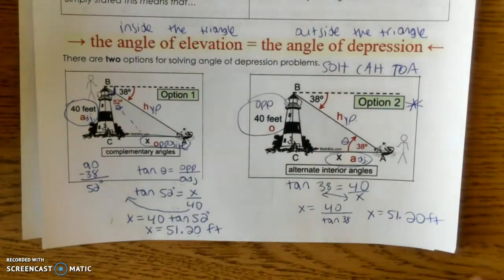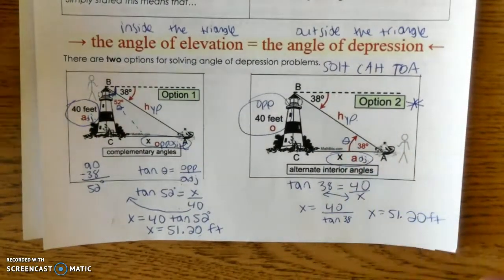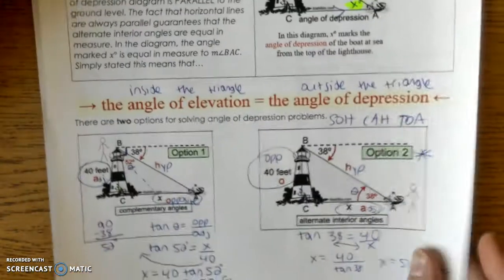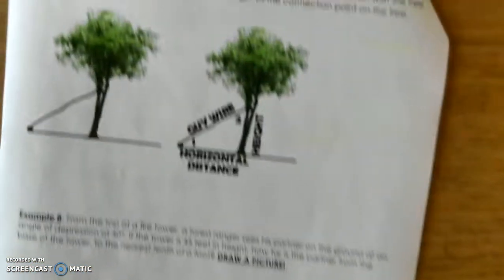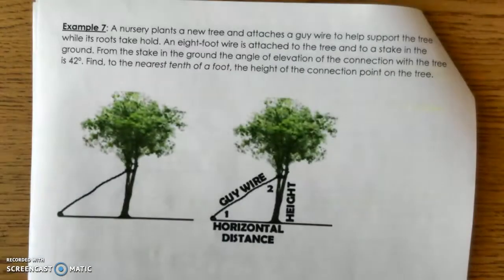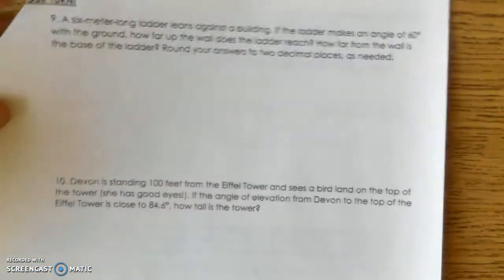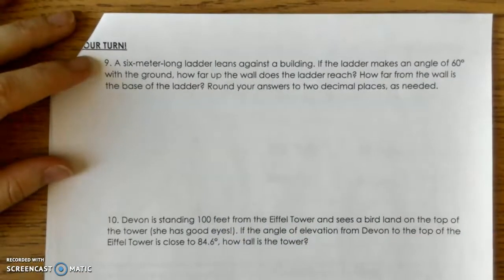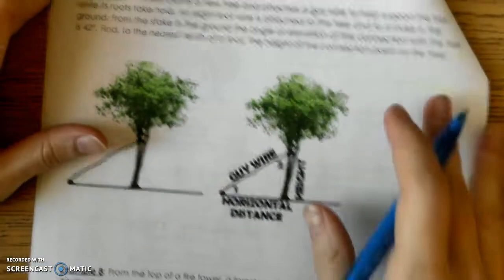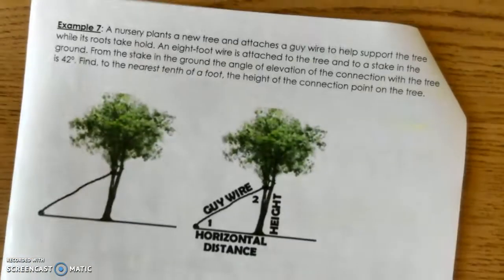If we're given the angle of elevation, we don't need to worry about it, right? It's already inside the triangle. All right, flip the page over. All right, I'm going to do example 7 and example 8 with you. After that, you're going to do 9, 10, and 11 on your own. All right, so example 7.